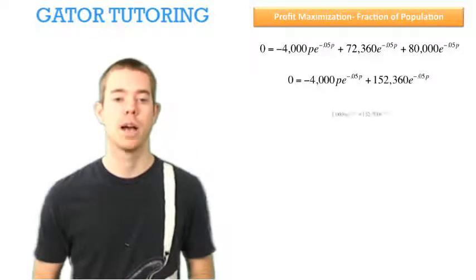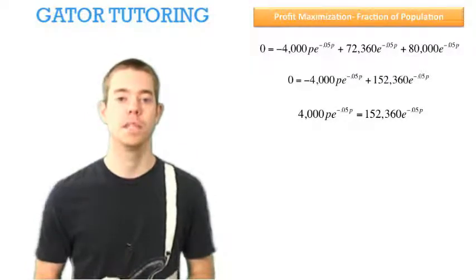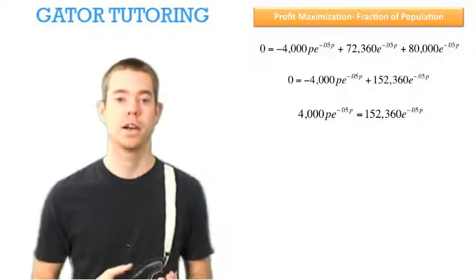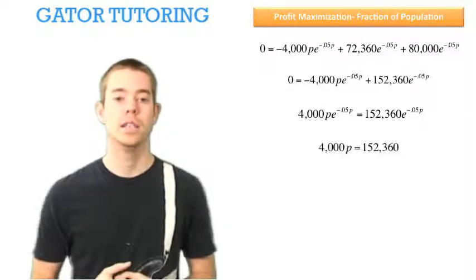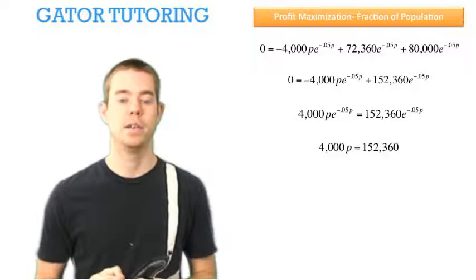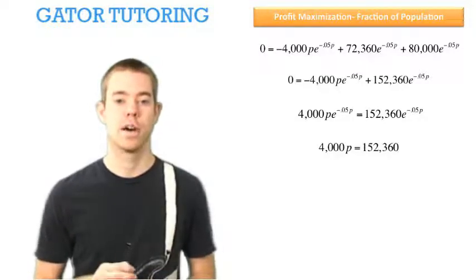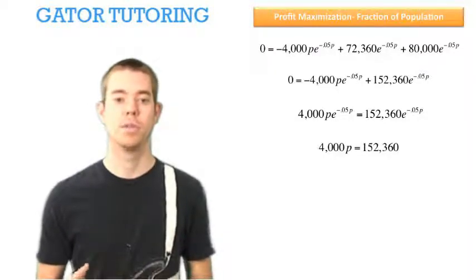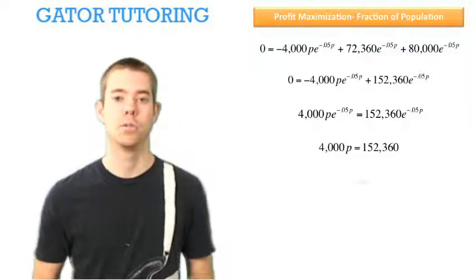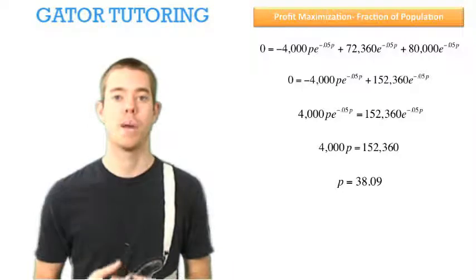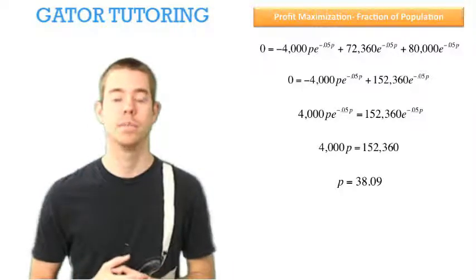We can add 4,000 p times e raised to the negative 0.05p to each side. And now we can divide through by 4,000 e raised to the negative 0.05p. So first I just did the dividing through by e raised to the negative 0.05p to cancel those e's. So it makes it look a lot prettier. Now we can divide through by 4,000, and we find that our optimal price is equal to 38.09.